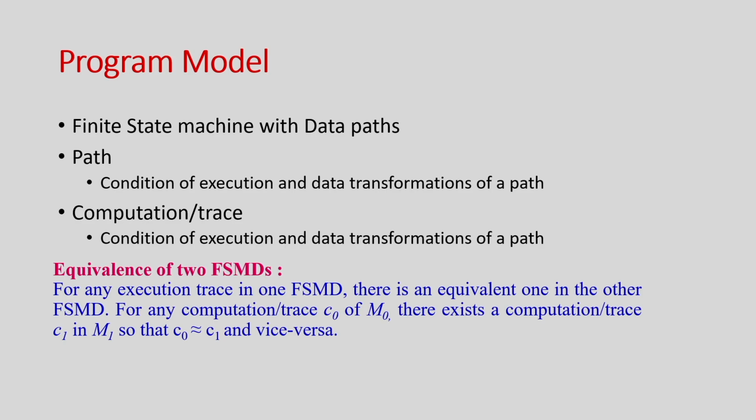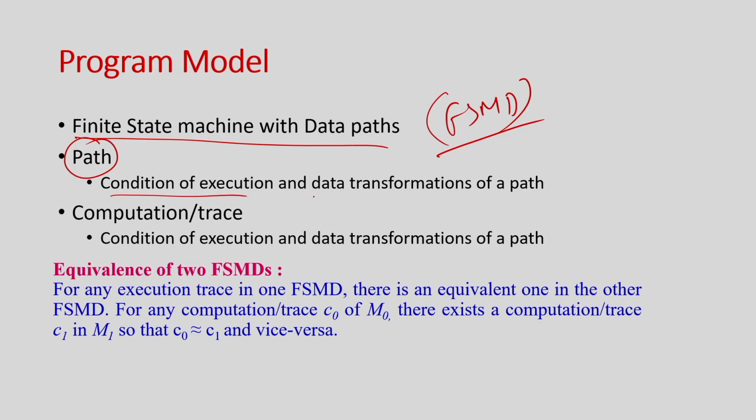So, program model: again we are going to use the FSMD, which we have already discussed in the last class, so I am not going into detail. In FSMD we have paths, with the similar definition that I took in the last class, and for every path we have a condition of execution and data transformation, which represents the final values of every variable as symbolic expressions in terms of the inputs or variables. The condition of execution is the condition that has to be satisfied by the path.